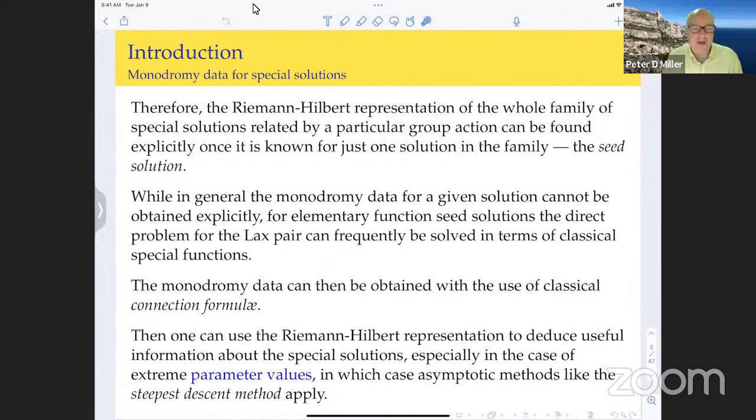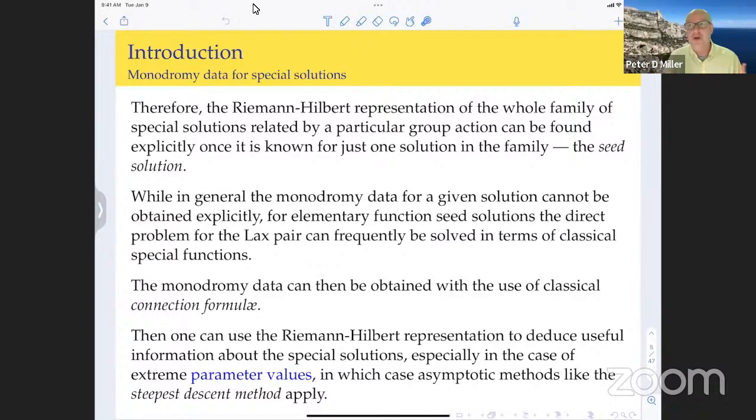So the difficulty with using this kind of isomonodromic approach to Painlevé equations is that in general the monodromy data for a given solution is really a dream to obtain in concrete form. So we usually cannot obtain the monodromy data explicitly. But what I'll show you, and what seems true in many examples, is that for these elementary function seed solutions, at least the direct problem for the Lax pair, that is to say, construct the monodromy data for the solution, that can frequently be solved in terms of classical special functions.